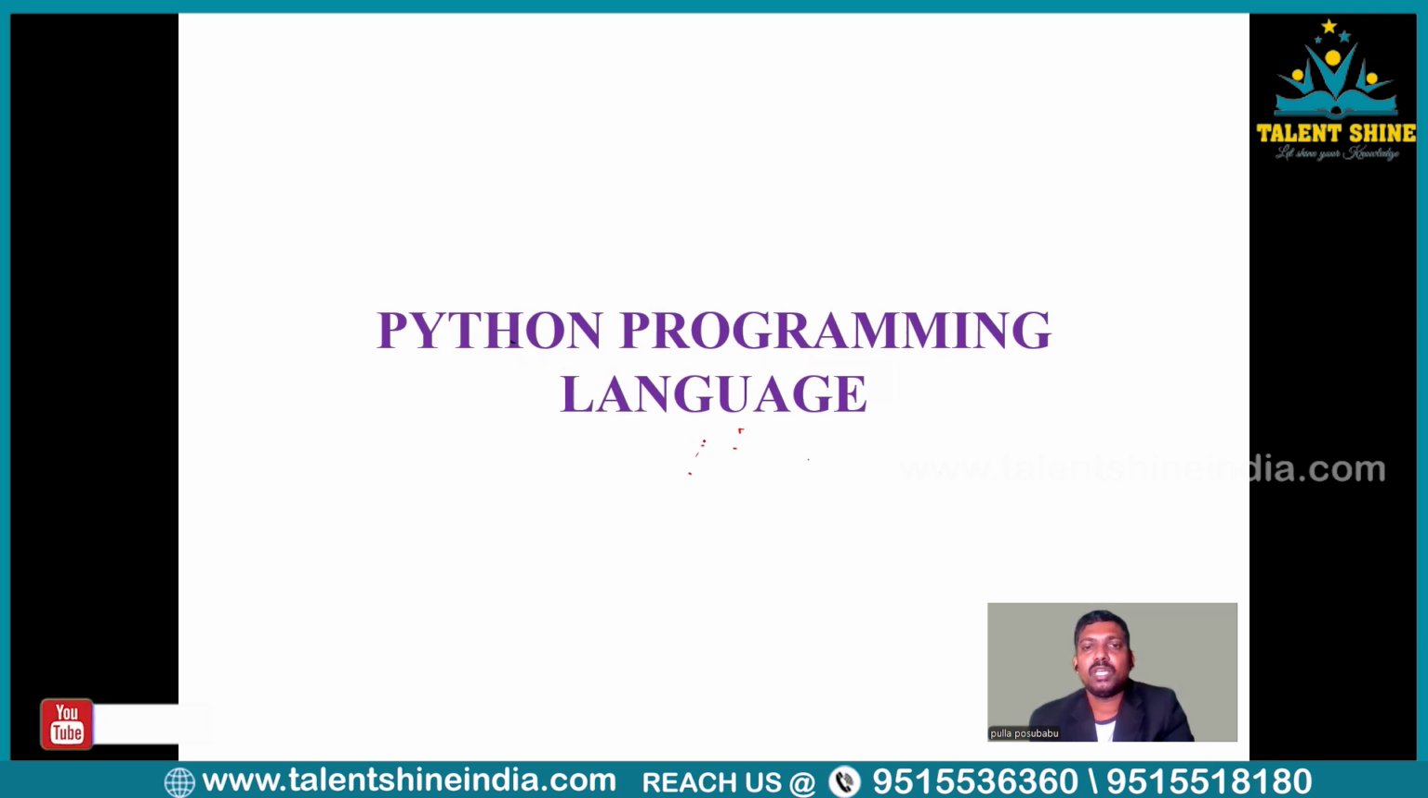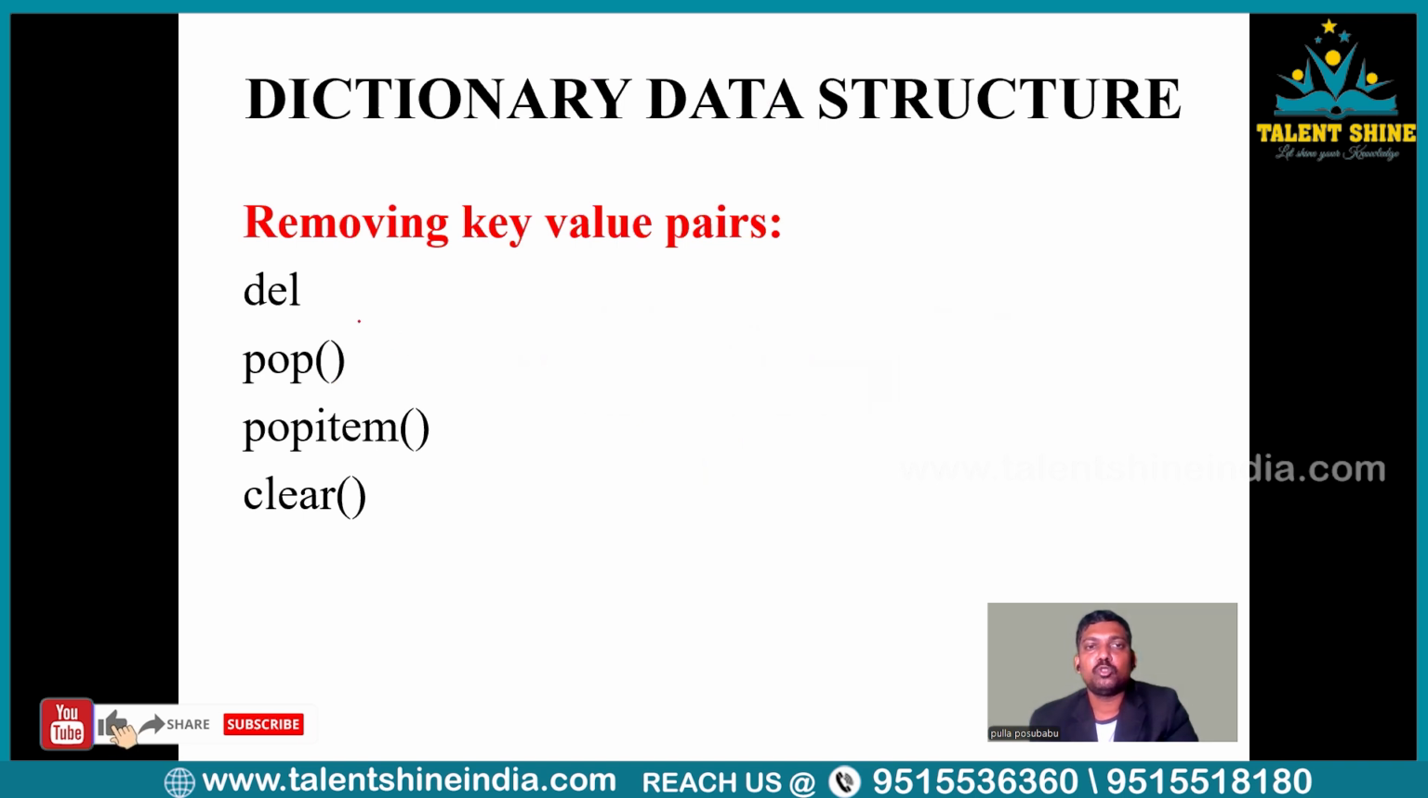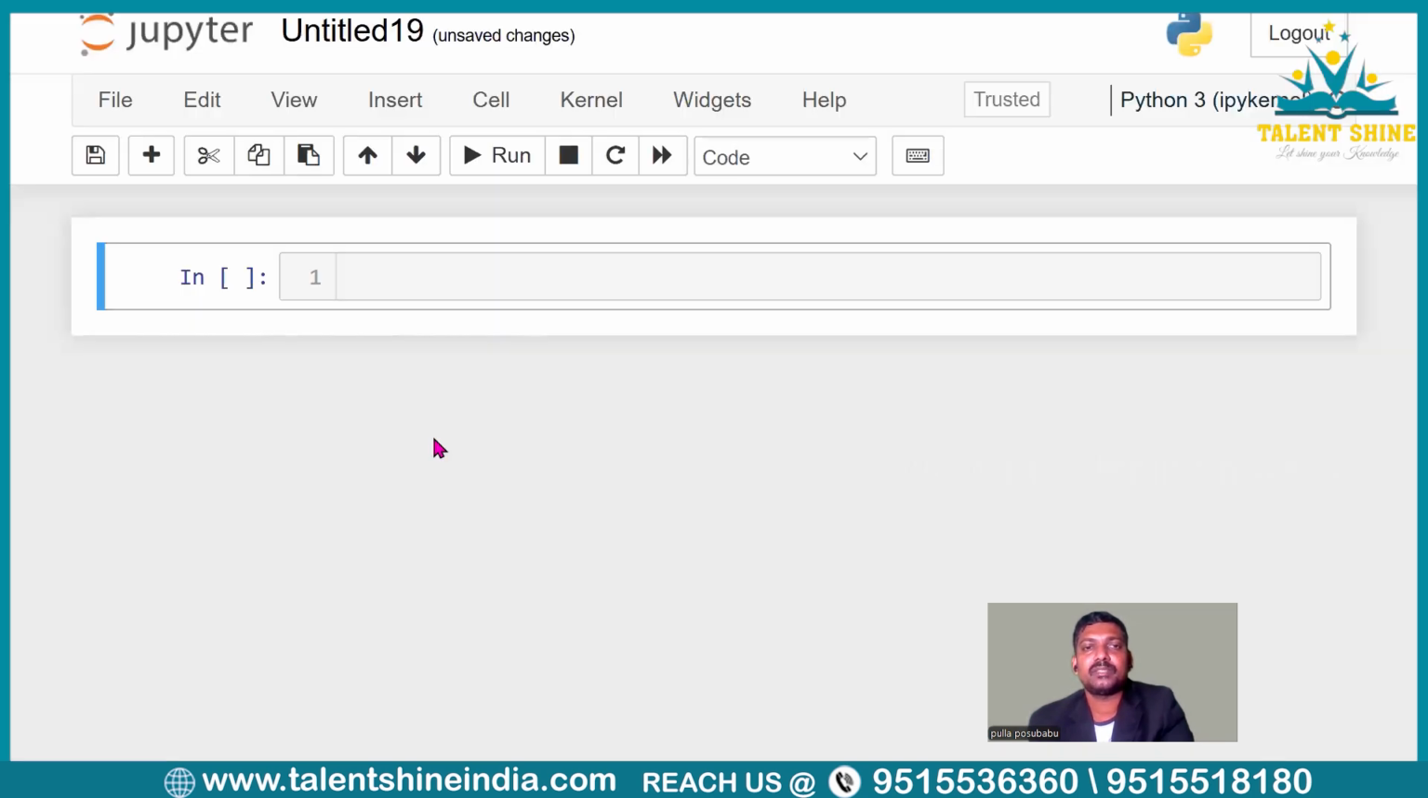In my previous tutorial, I discussed two methods to remove key value pairs from the dictionary. Those are the del method and the pop method. Now in this tutorial, I would like to discuss two more methods to remove key value pairs from the dictionary. Those are the popitem method and the clear method. Without wasting much time, let us begin with the first method, that is the popitem method.